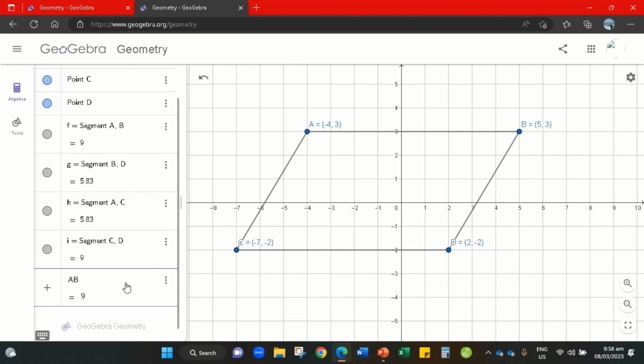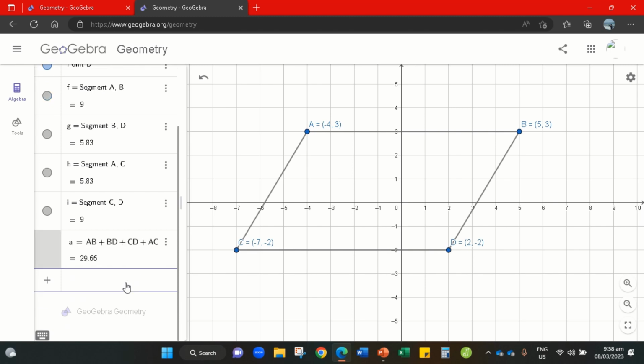Let's have an experiment. AB plus BD. Let's see. Oh, it's working. And then we have CD, and then plus AC. So I have now 29.66. Are you able to see that? So that is now the perimeter of the quadrilateral formed in the Cartesian plane.